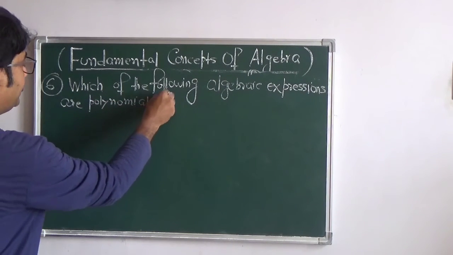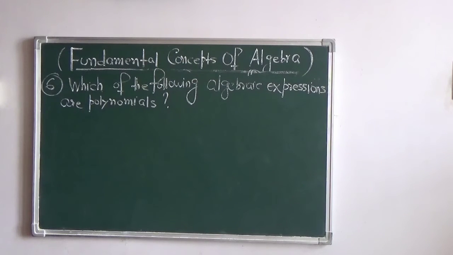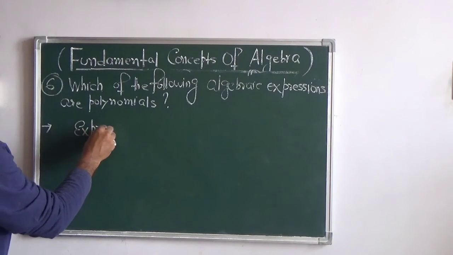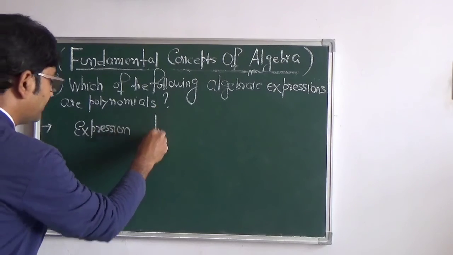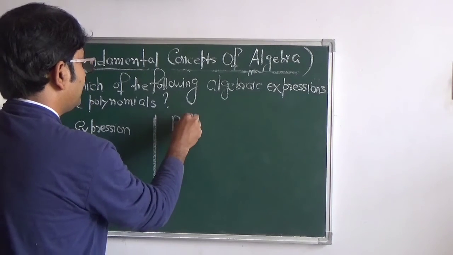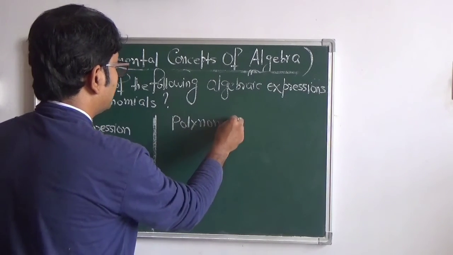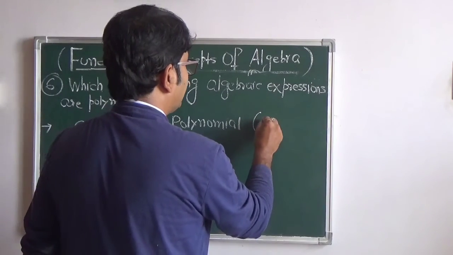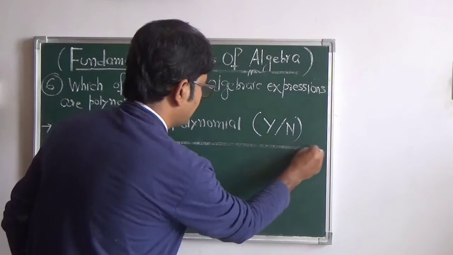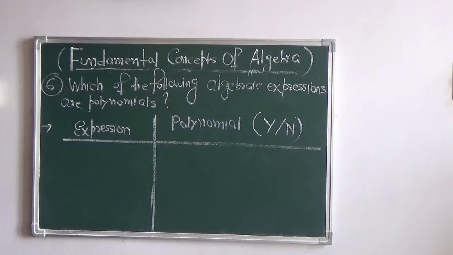We have discussed which expression will be called a polynomial and which not, so I am not getting into that discussion again. You just need to identify whether it is a polynomial or not. So here we will write expression and polynomial, and we'll simply write yes or no. The reason you might already know, so I'm not asking you the reason.